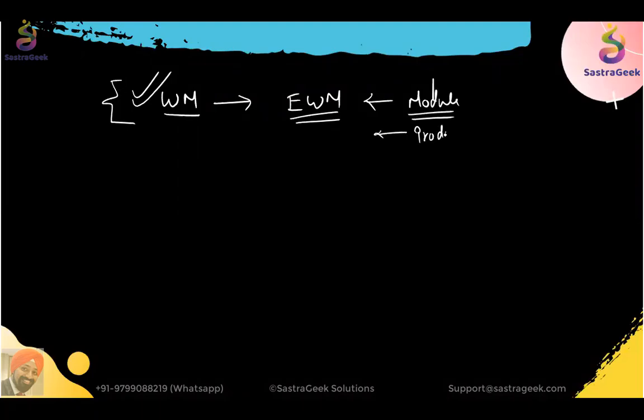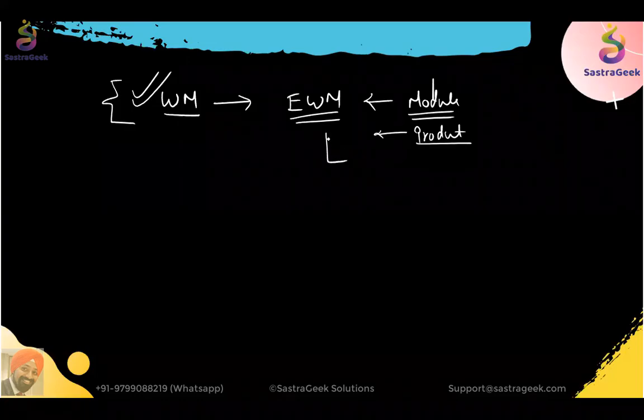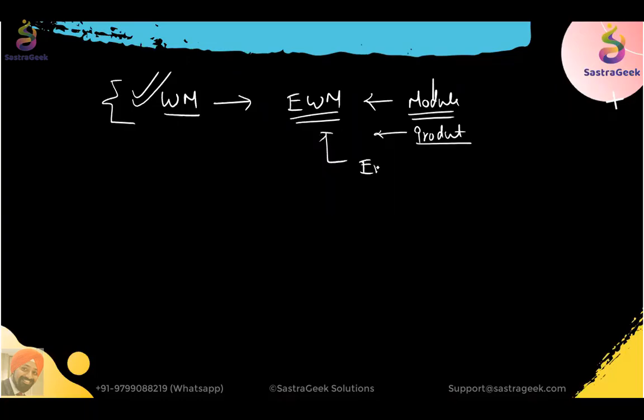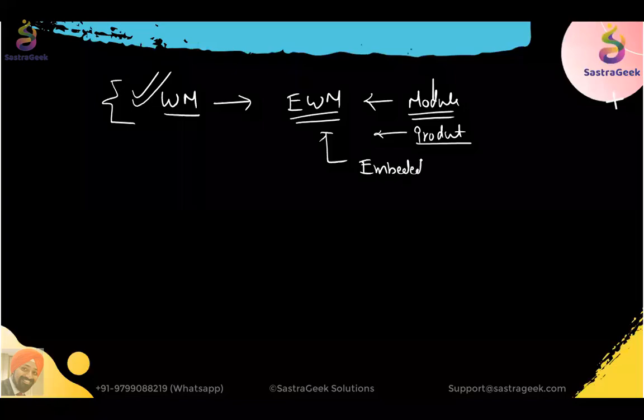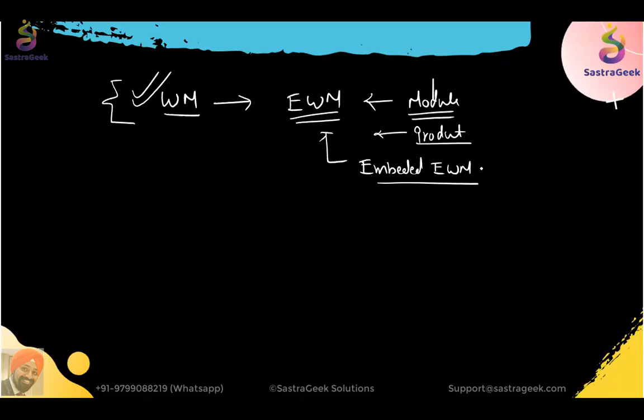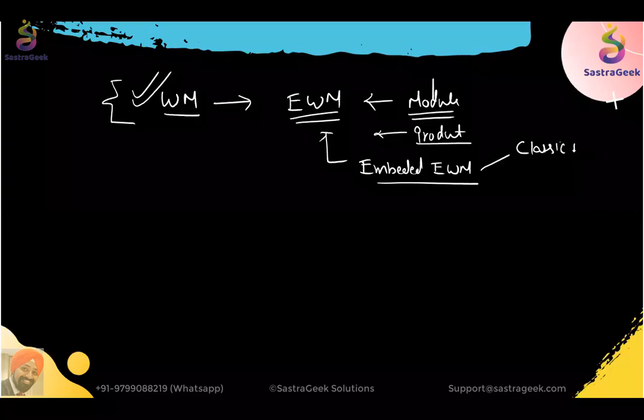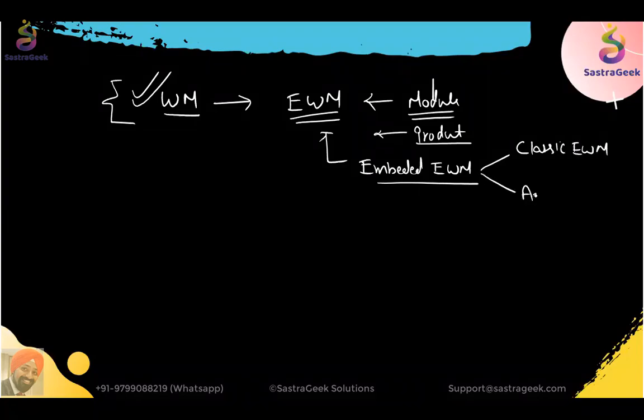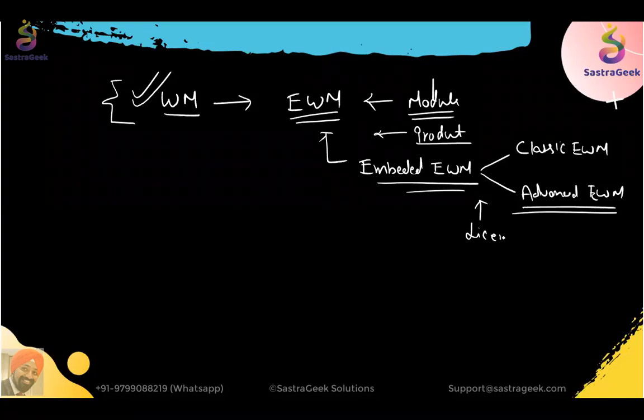The change which is coming with S/4HANA is that there is also embedded EWM available. Embedded EWM is divided into two parts, classic EWM and advanced EWM. Advanced EWM, which has advanced functionality and features, is your license component.